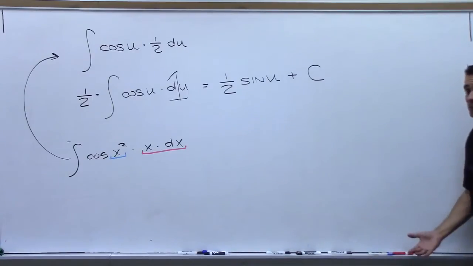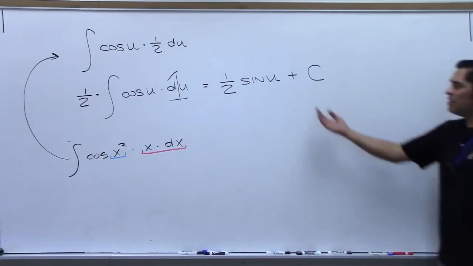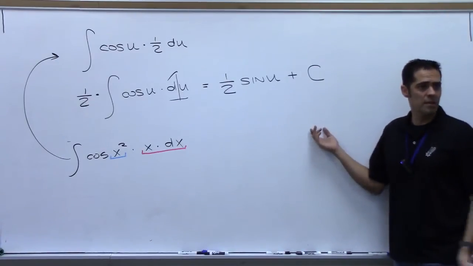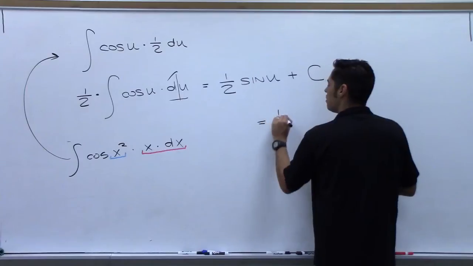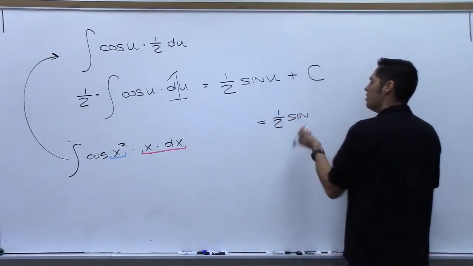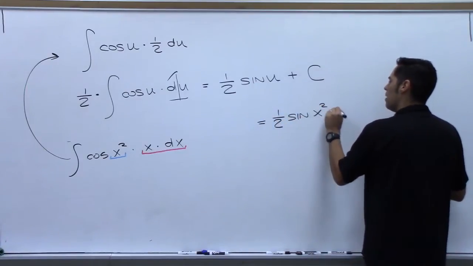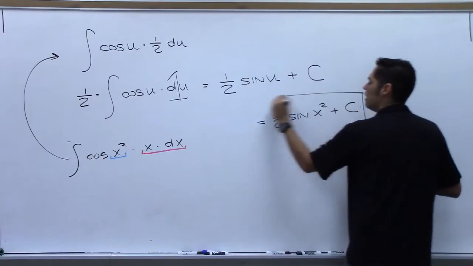Now, are we done? No, because our answer has u in it. The original problem had x, right? So now I'm going to go back and resubstitute what u was. u was x squared, and then plus c. That should be the answer.